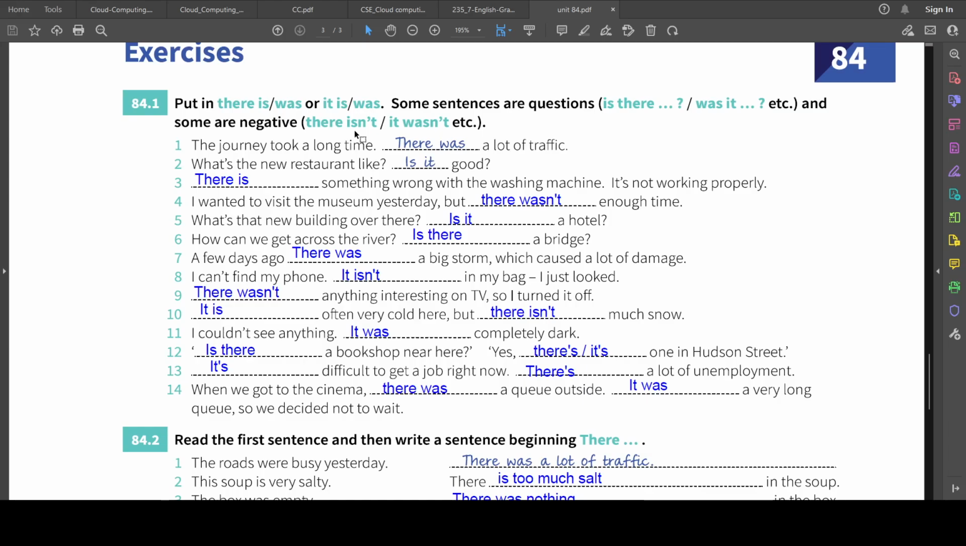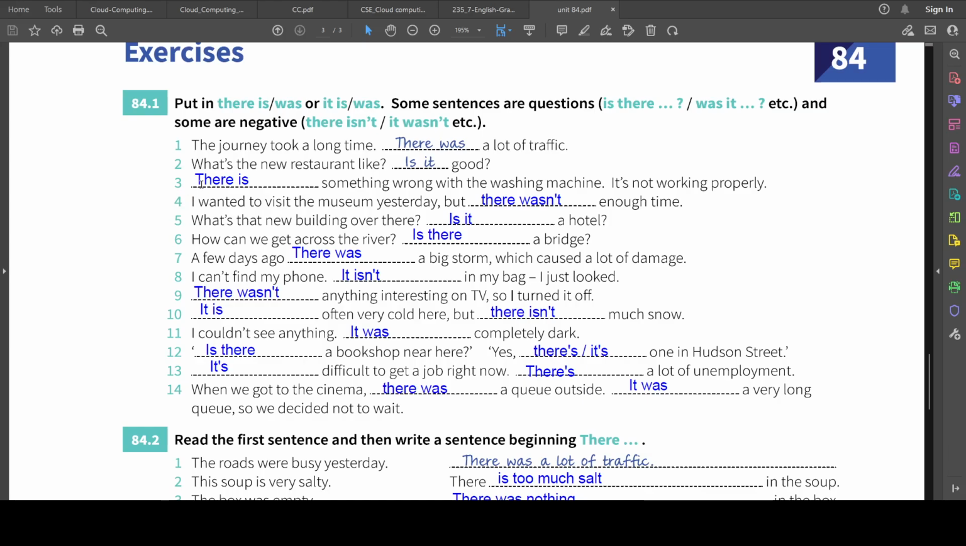The second one. What's the new restaurant like? Is it good? So check it out. In the first one, we're talking about the existence, like there was a lot of traffic, you know. But in the second one, we're referring to the object, in that case the restaurant. What's the new restaurant like? Is it good? You know, we're talking about specific things.